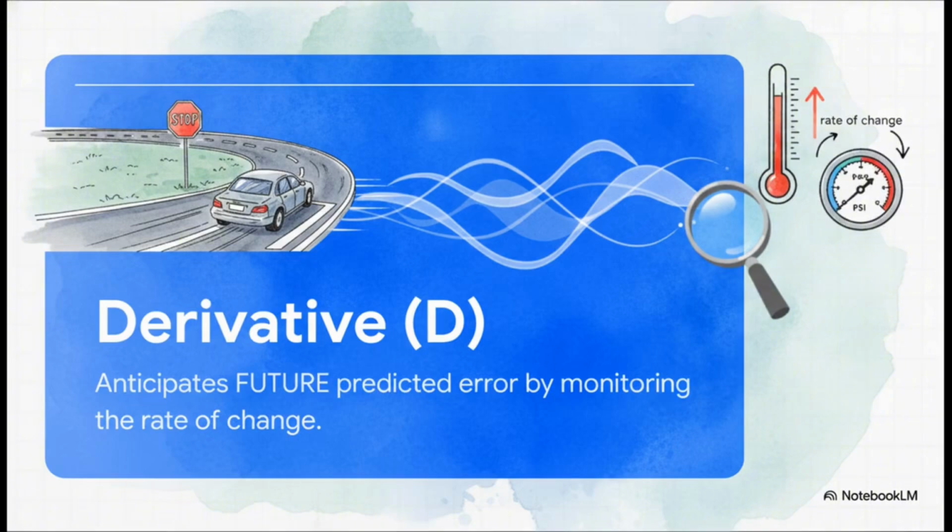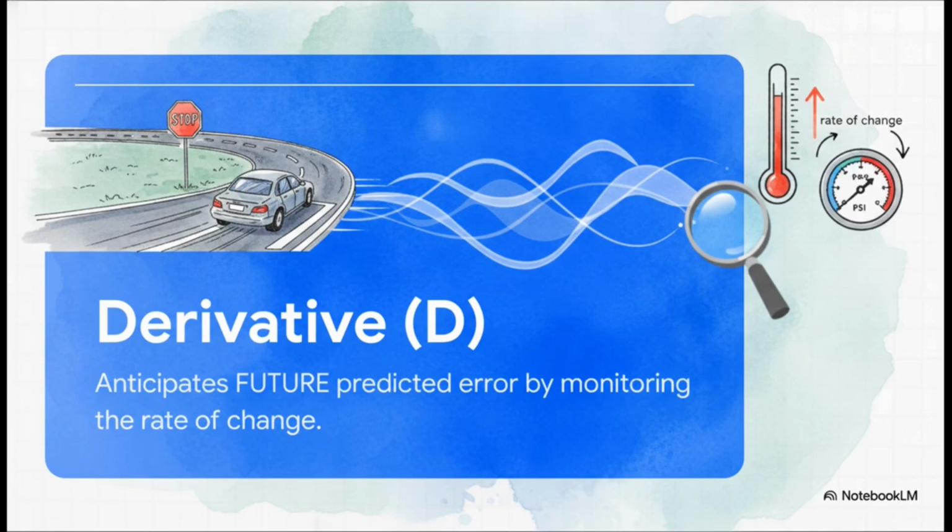Finally, we have D for derivative. The derivative actually anticipates the future predicted error by monitoring the rate of change. Think about it. If you're approaching a stop sign, you don't keep your foot slammed on the gas until the exact millisecond you hit the white line, right? No, you anticipate the stop and you ease off early.